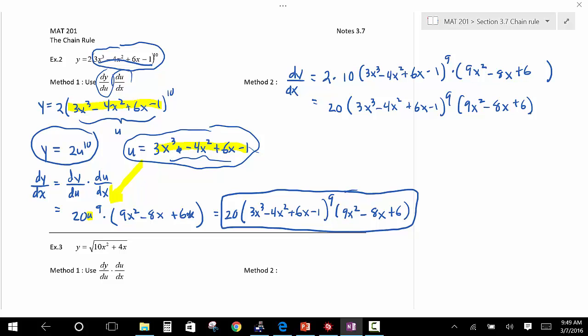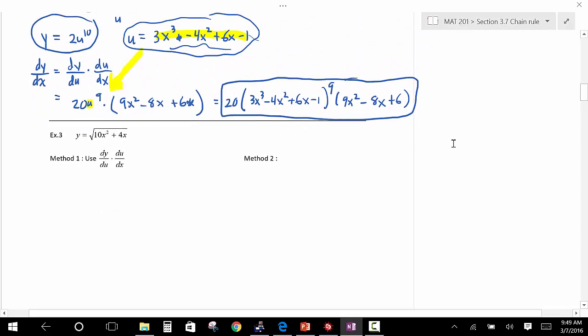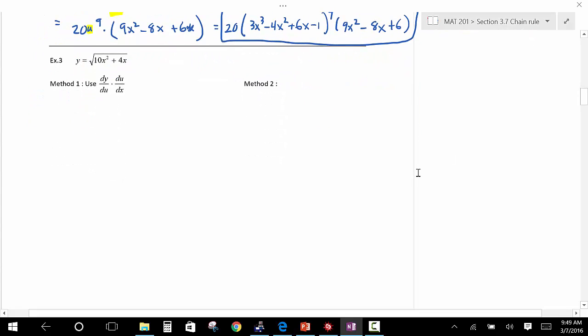All right, chain rule. Everything in this section is going to have something to do with chain rule. So let's go to this next problem here. All right, so we got a square root. So the first thing that you really want to do on this is you want to write this as 10x to the second plus 4x, all to the 1/2 power.